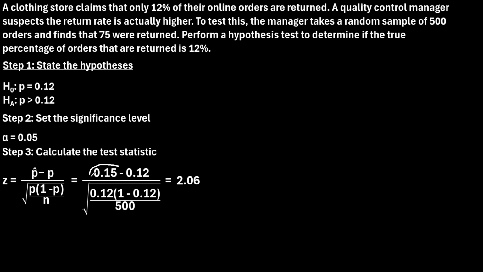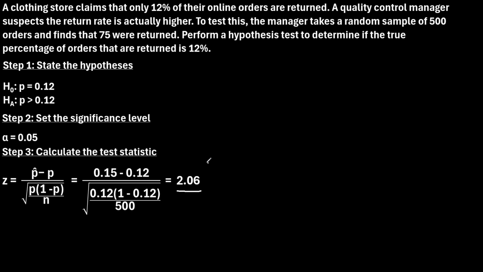So we're going to take that sample proportion and then subtract the population proportion, which currently is accepted as a value of 0.12 or 12%. We then divide that by the square root of p times 1 minus p, so 0.12 times 1 minus 0.12, and we divide that by the sample size that we used, n. And our sample size, again, was 500 online orders. So the value for n is 500. So when you punch all of this into a calculator, this comes out to 2.06. This is known as our z-test statistic.